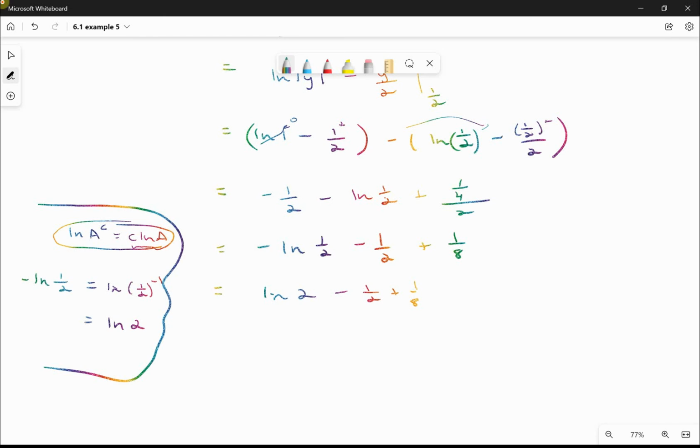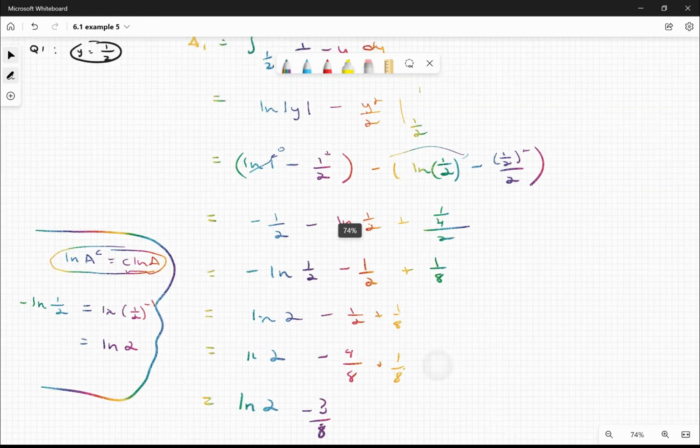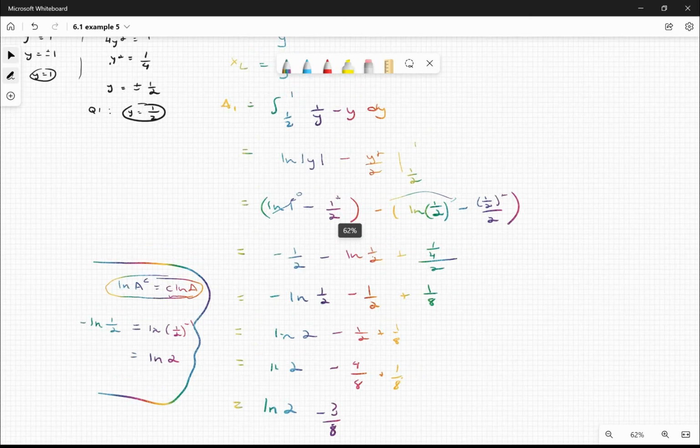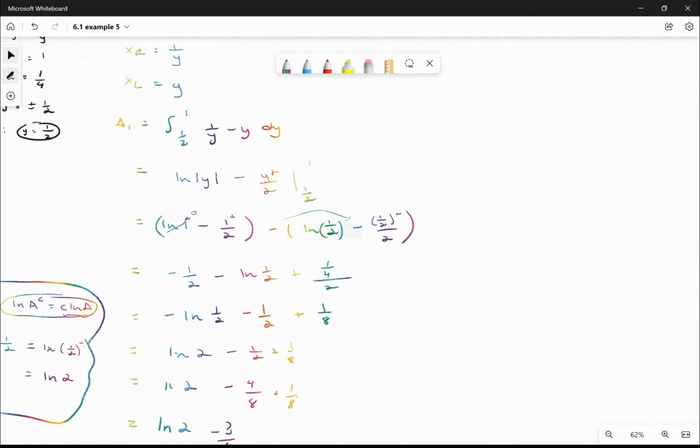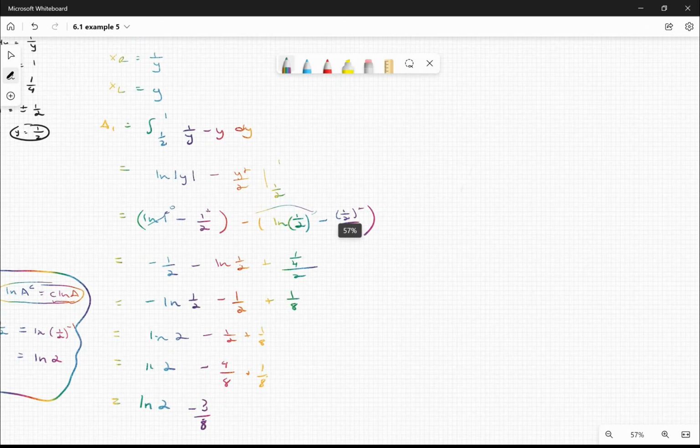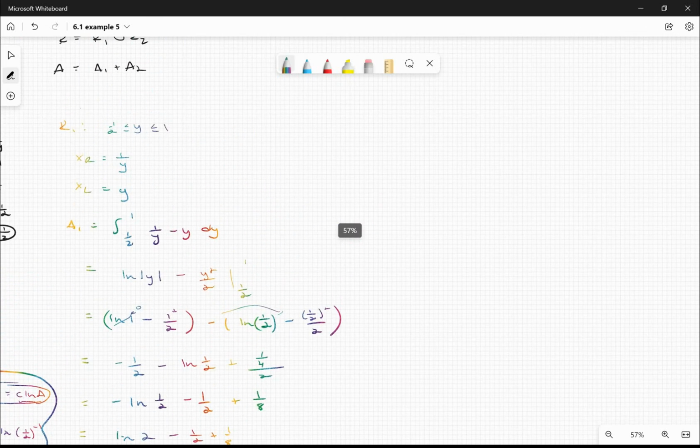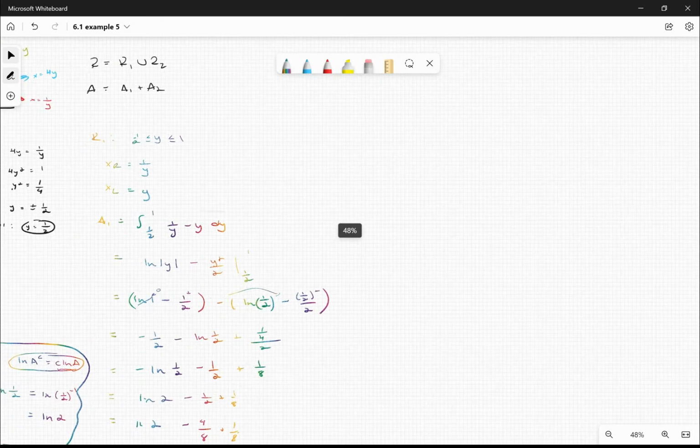And what is 1/2 plus 1/8? We can get a common denominator of 8. By multiplying by 4 over 4, we get that this is ln of 2 minus 3/8. So this is actually the same, I believe, as the area of one of those regions that we did in the first part. Okay, sorry, this is shifting all over the place here. I think it's the Wi-Fi.